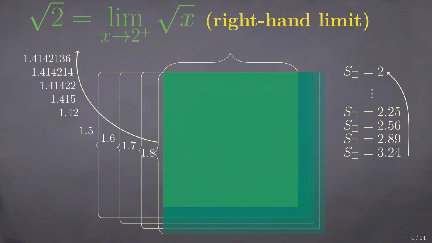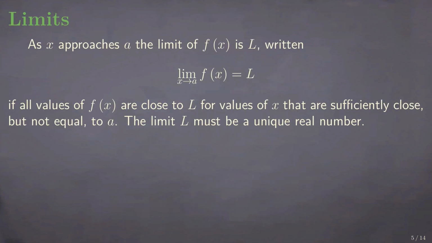Okay, so these are the intuitive ways to think about a limit. Let's take a closer look at the mathematical definition of what a limit is. The definition is, as x approaches a, the limit of the function f is a number L.